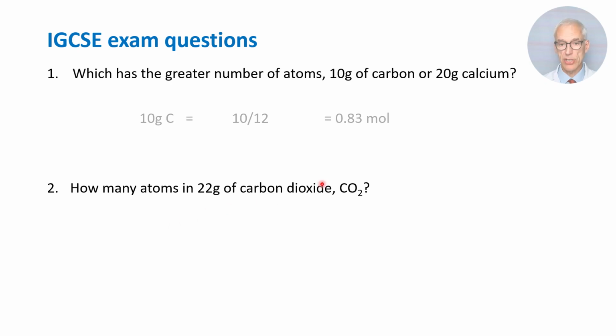Okay, so here's my solution. I need to convert 10 grams into a numbers of moles, which I achieve by dividing by the molar mass, which is 12 grams, so 0.83 moles of carbon. Similarly for calcium, 20 divided by the molar mass is 0.5. So 0.83 moles is a greater number of atoms. So 10 grams of carbon contains more atoms than 20 grams of calcium.